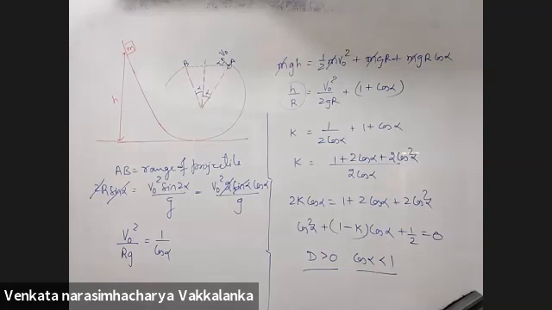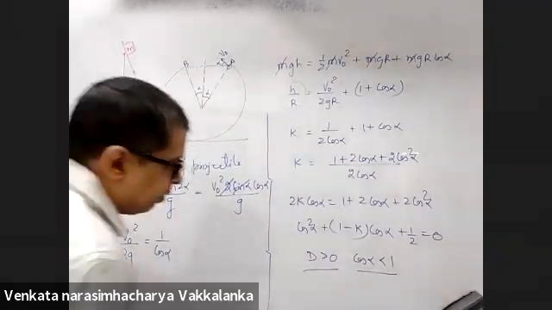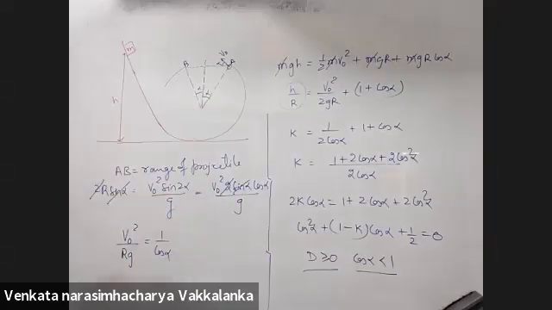Sir, I have a question. Why can't the discriminant be equal to 0? You will still get a real root then. I don't mind. I forgot. Okay, sir.